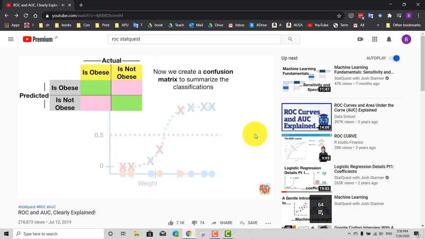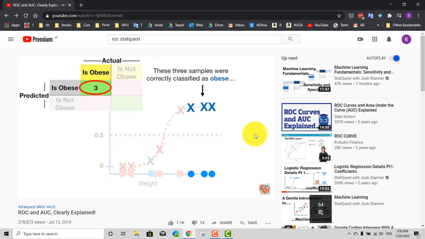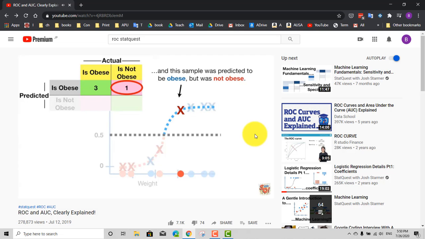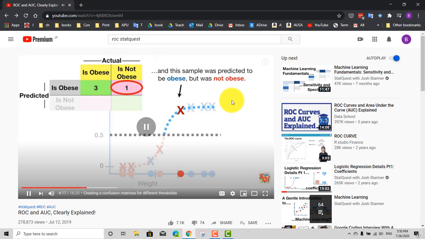Now we create a confusion matrix to summarize the classifications. These 3 samples were correctly classified as obese, and this sample was predicted to be obese, but was not obese. So this one was predicted to be obese, but it's actually red, which is not obese. So where do we put that here? It's actually not obese, but it was predicted to be obese. So there's one like that.